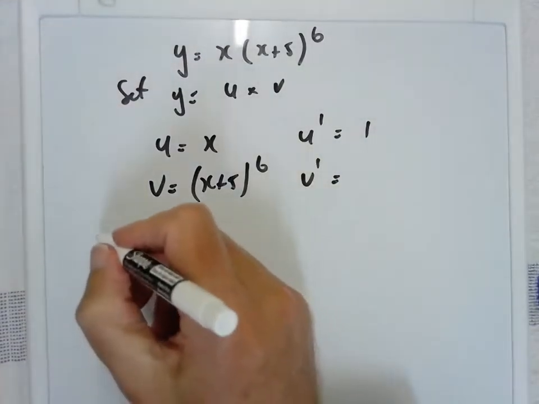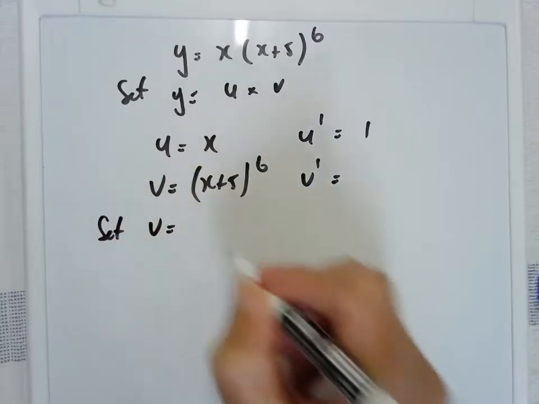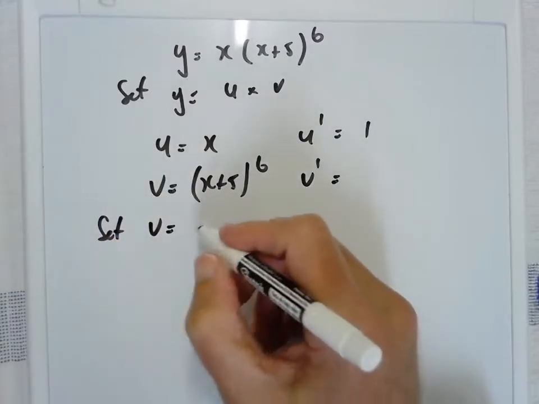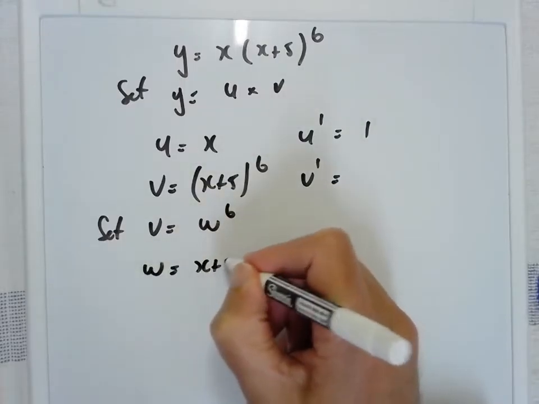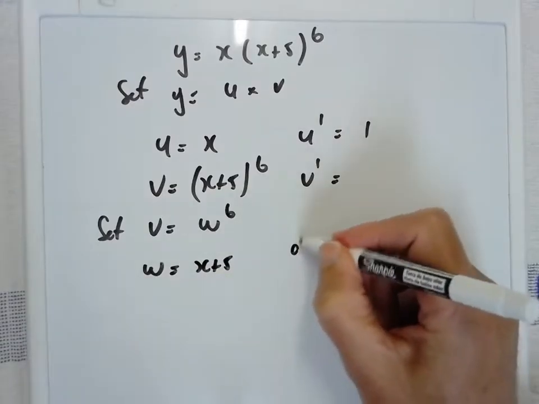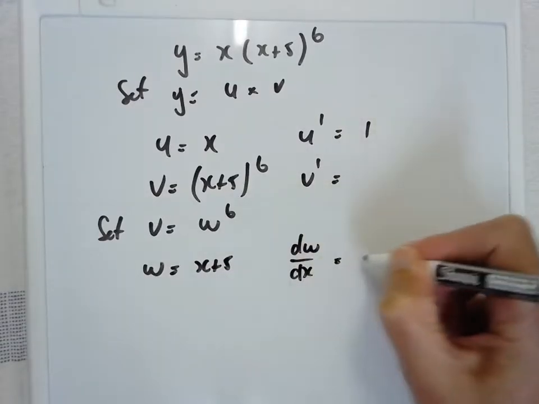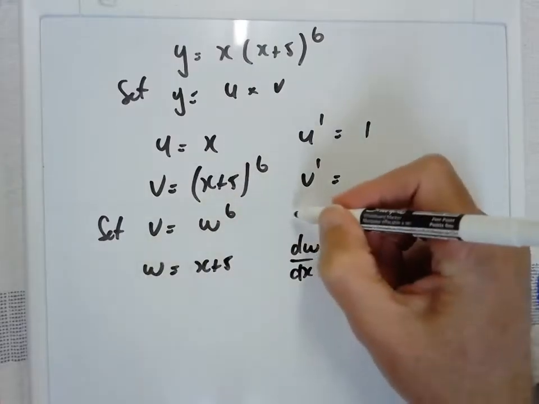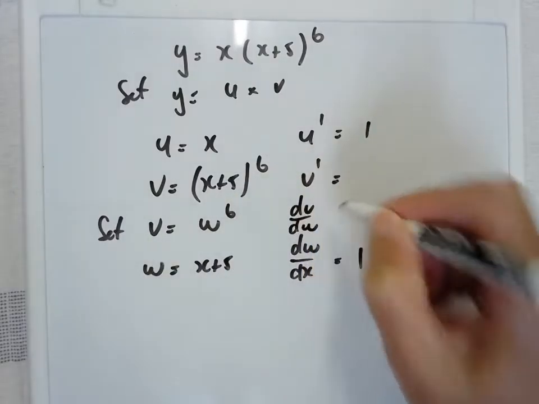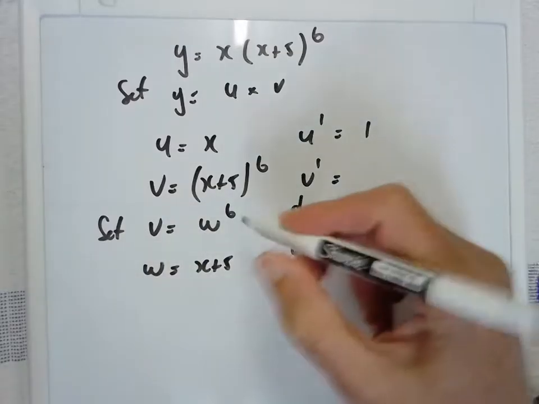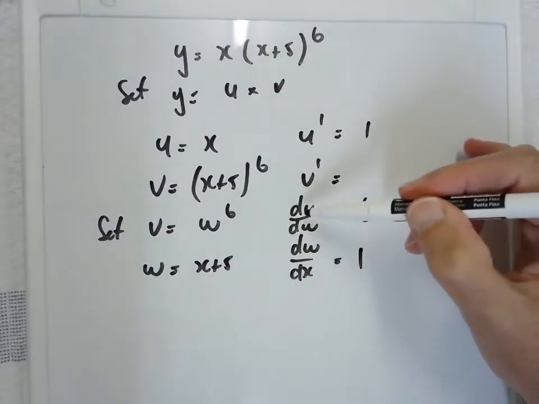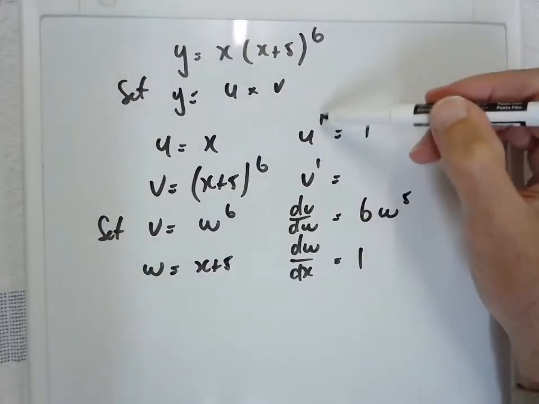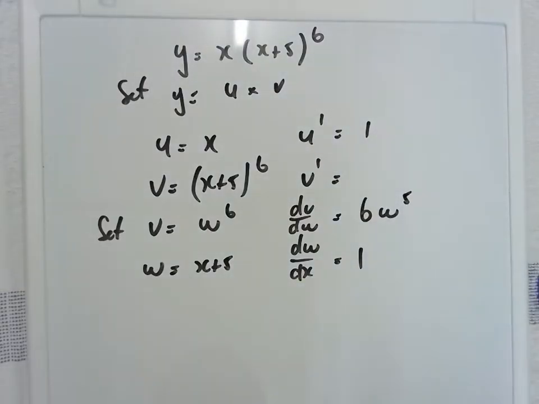So we want to set v equal to, now I've already used u, so let's go w to the 6, where w equals x plus 5. If w equals that, dw/dx equals 1, and we're looking for dv/dw, which is 6w to the 5th. You'll notice here how I'm using the dv/dw's here, but I'm using u dash and v dash there. That's just my own personal taste, so I don't get confused when it's a little bit complex like this.